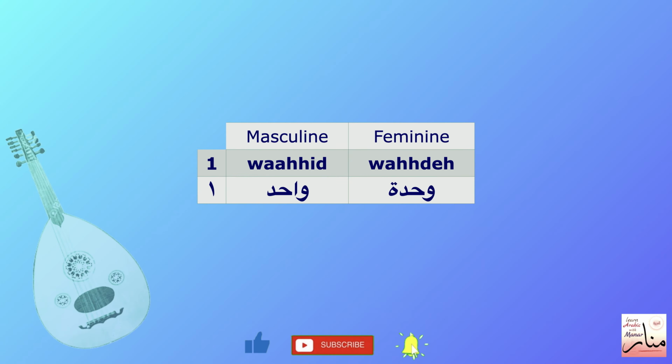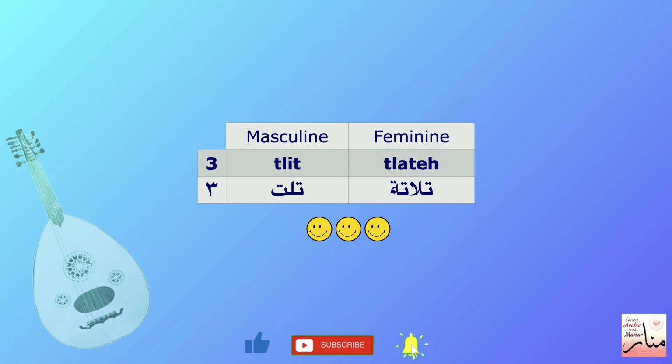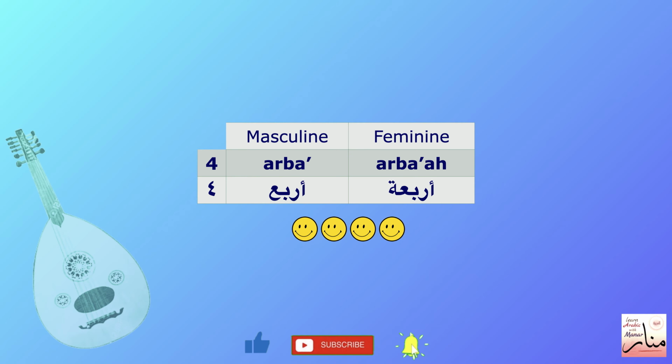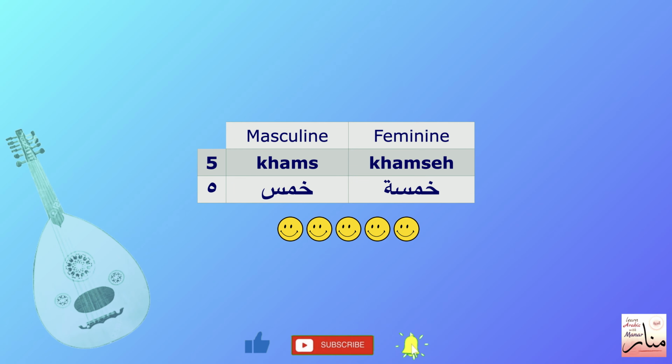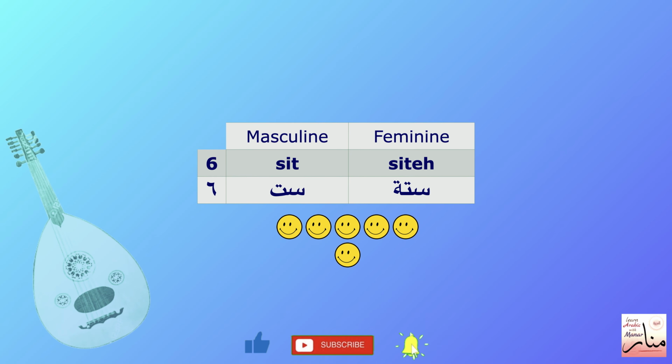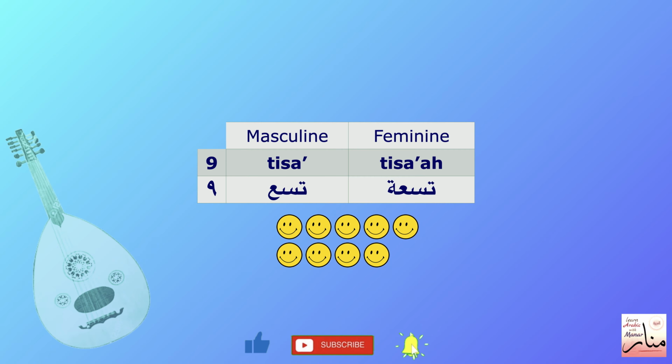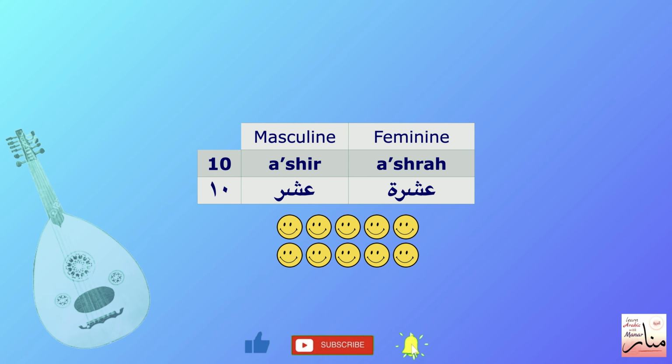The numbers are: 1, واحد, masculine, واحدة, feminine. 2, اثنين, masculine, تنتين, feminine. 3, ثلاث, masculine, ثلاثة, feminine. 4, أربع, masculine, أربعة, feminine. 5, خمس, masculine, خمسة, feminine. 6, ست, masculine, ستة, feminine. 7, سبع, masculine, سبعة, feminine. 8, ثمن, masculine, ثمانية, feminine. 9, تسع, masculine, تسعة, feminine. 10, عشر, masculine, عشرة, feminine.